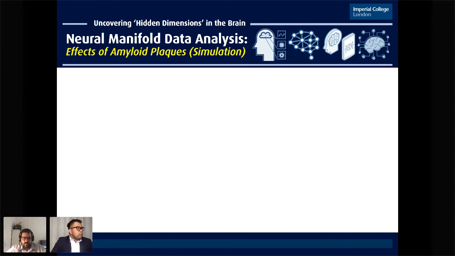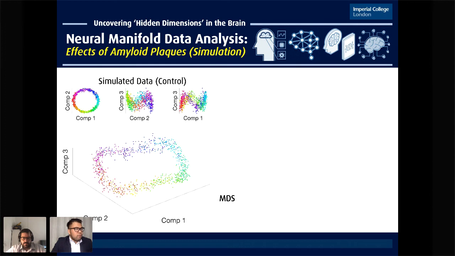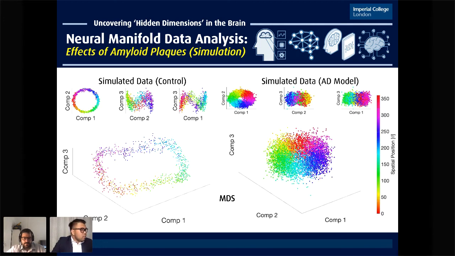We also observed the effects of amyloid plaques in the manifold space. This one, as I've shown earlier, is for the control model. And this one on the right is the simulated data for the Alzheimer's disease model. As we can see, the addition of hyperactive and hypoactive cells scattered the data points in the manifold space. But we can still see in the first two components using MDS, we can still decode the spatial position of the mouse precisely.